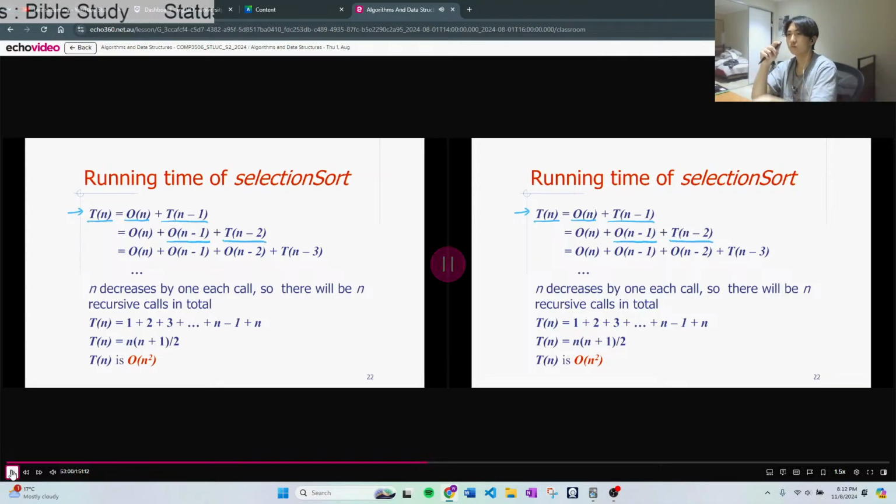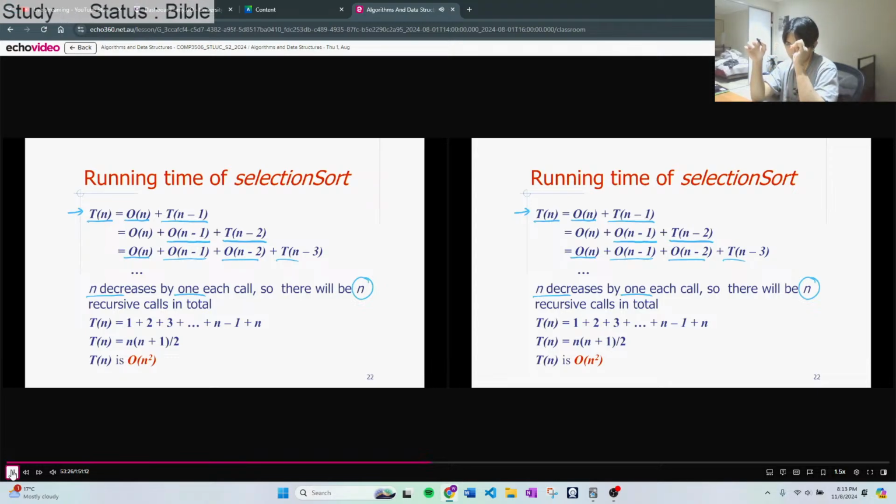And then you have to do another call for n minus 2. And then you're just summing up these expansions, expanding and expanding, and eventually you're going to get to the base case where you don't do anything. So what you can see is that n is decreasing by 1 every call, so n, n minus 1, n minus 2, all the way down, and that means there are going to be n total recursive calls.